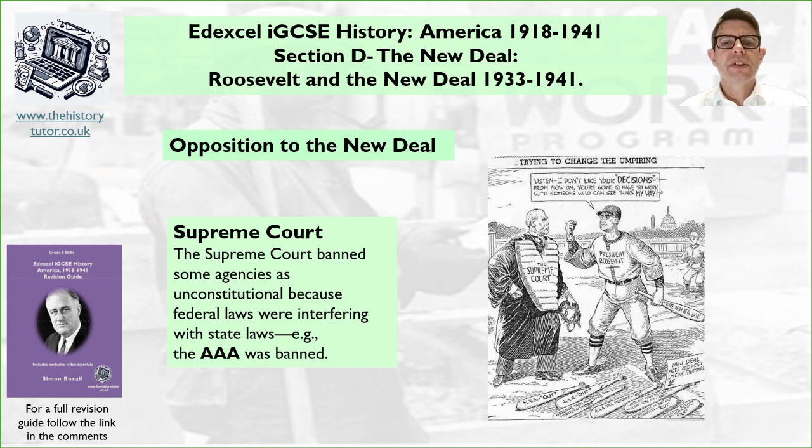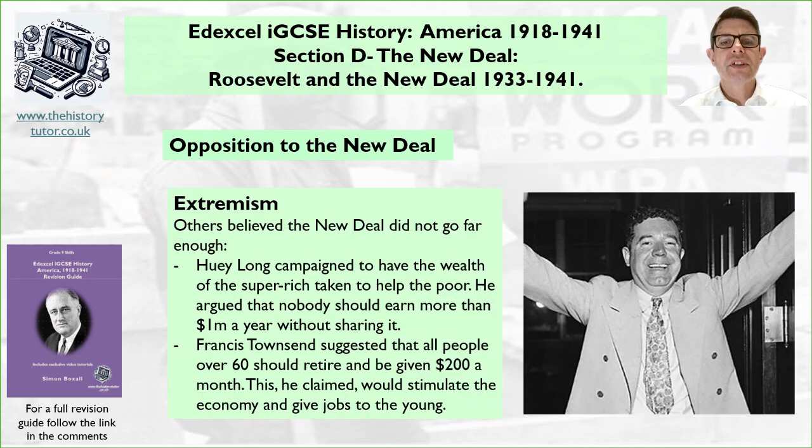The Supreme Court showed opposition. They banned some agencies as unconstitutional because federal laws were interfering with state laws, so the AAA got banned in some areas. There was extremism.